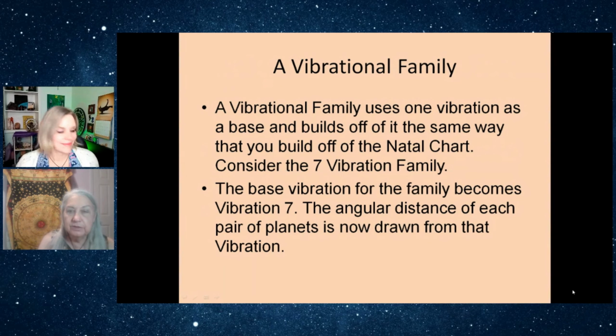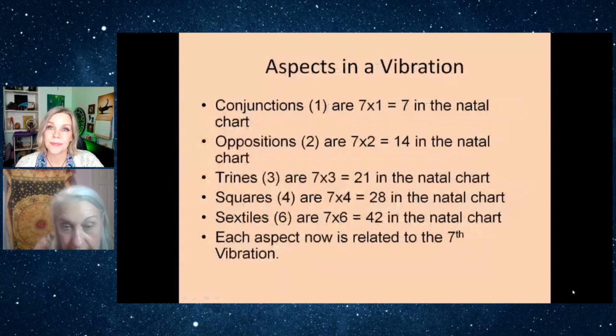A vibrational family uses one vibration as a base. One of the vibrations is the base and builds off of it the same way you build off of the natal chart. In the natal chart, you go 1 times 2, 1 times 3, 1 times 4, 1 times 5. That's how you get the vibrational family off of vibration 1 or the natal chart. Now, if the base vibration for the family is 7, we use the angular distance of each pair of planets in the 7th vibration. And then we go 7 times 2 is 14, 7 times 3 is 21.